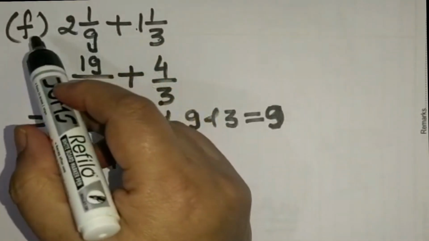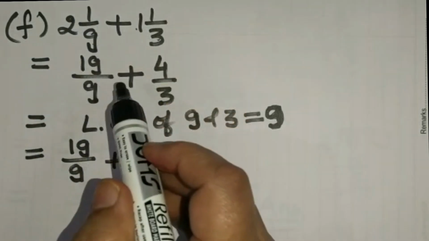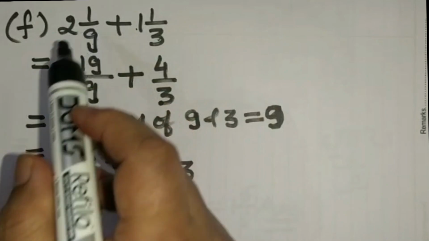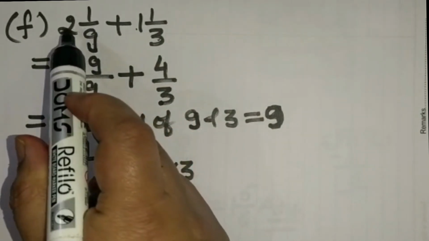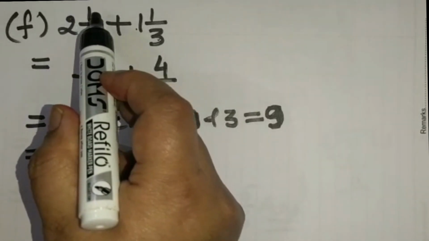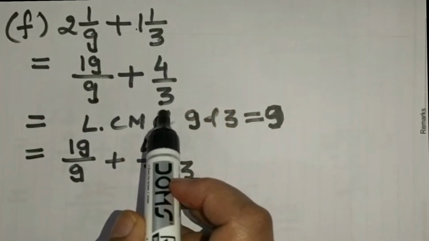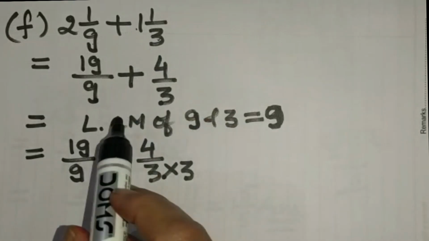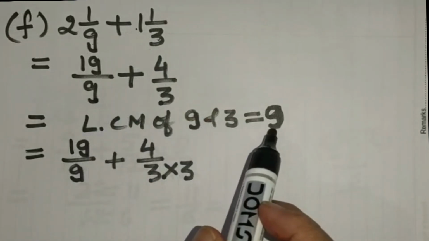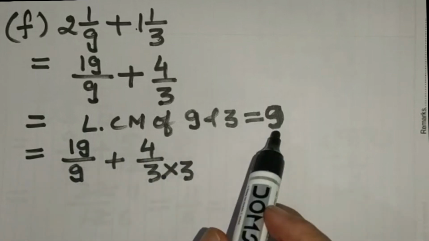One more part I am explaining, part F. 2 whole number 1 by 9 plus 1 whole number 1 by 3. So it is a mixed fraction. So first we convert it into an improper fraction. So 9 times 2 is 18 and 1, 19 upon 9, 3 times 1 is 3 and 1, 4 upon 3. And the LCM of 9 and 3, you can check in rough. The LCM of 9 and 3 is 9. So we are taking the first fraction 19 upon 9, because 9 is equal to the LCM.